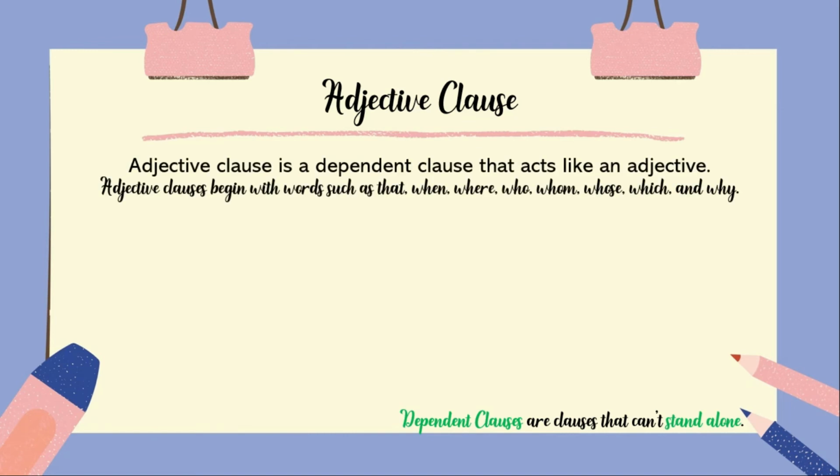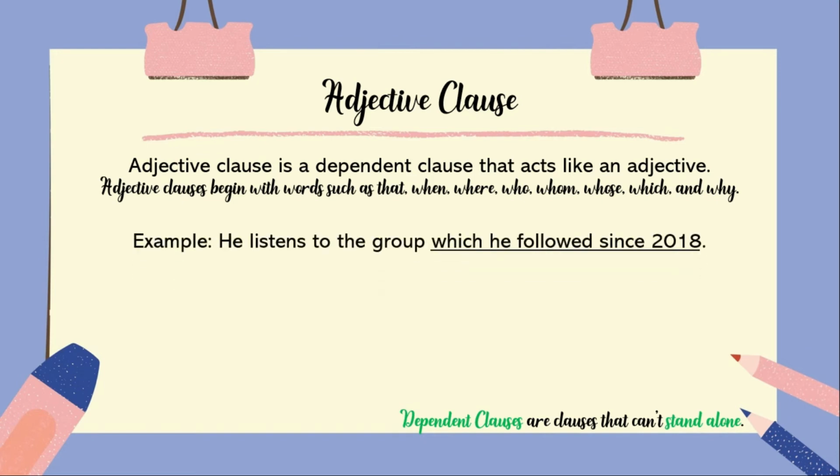Adjective clause. Adjective clause is a dependent clause that acts like an adjective. Adjective clauses begin with words such as that, when, where, who, whom, whose, which, and why. Example: he listens to the group which he followed since 2018. The underlined words act like an adjective that describes the noun group.